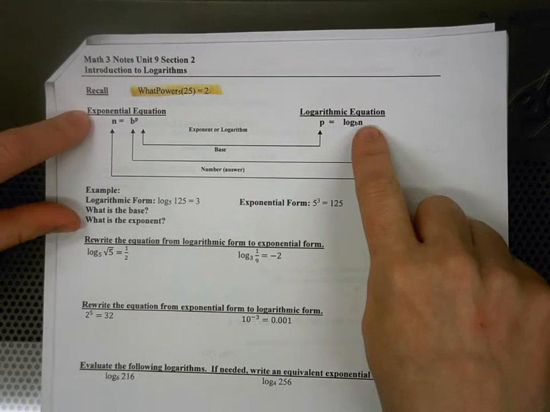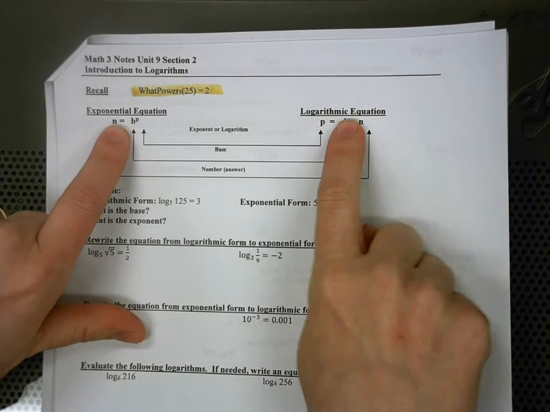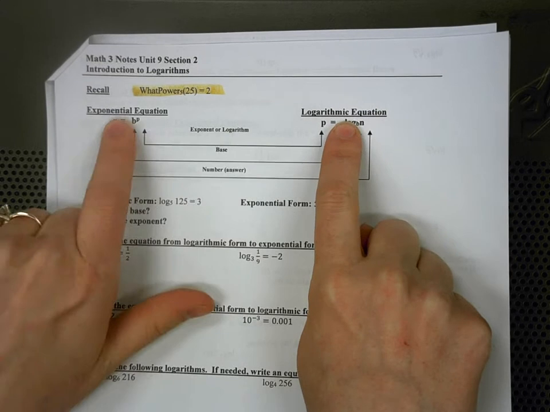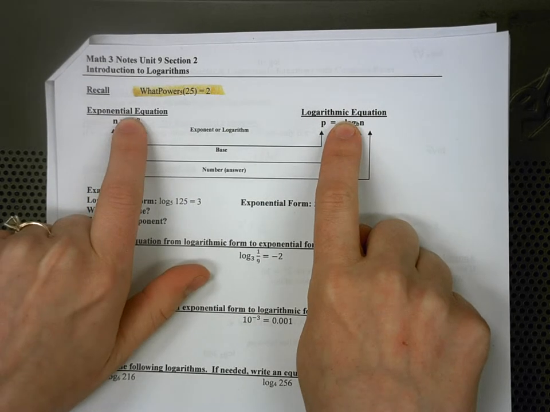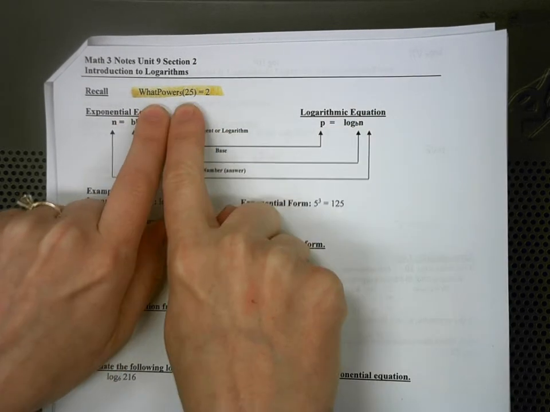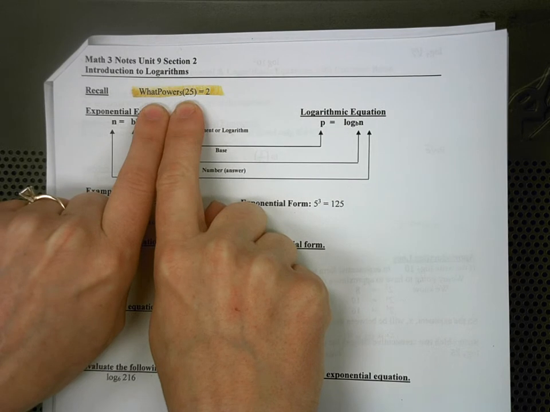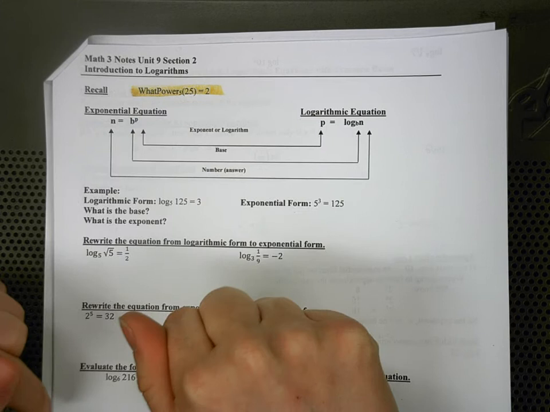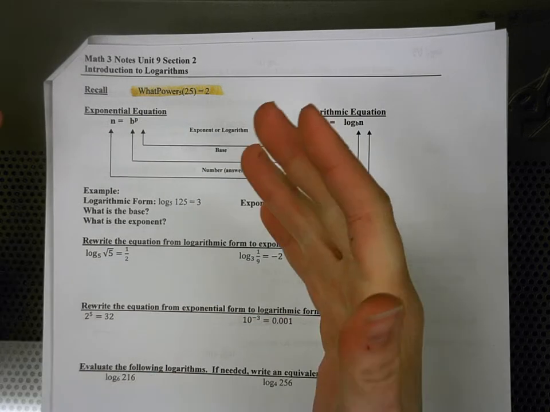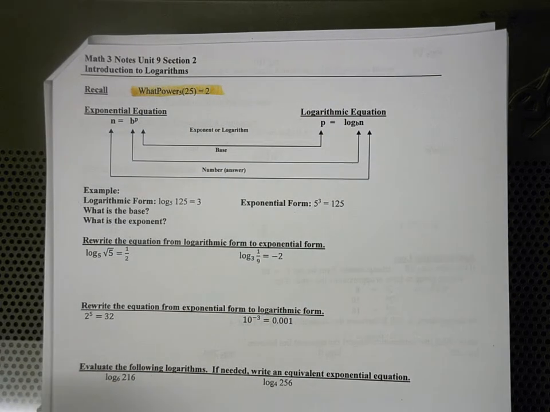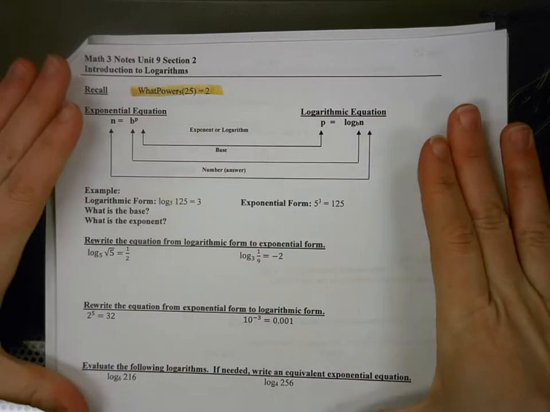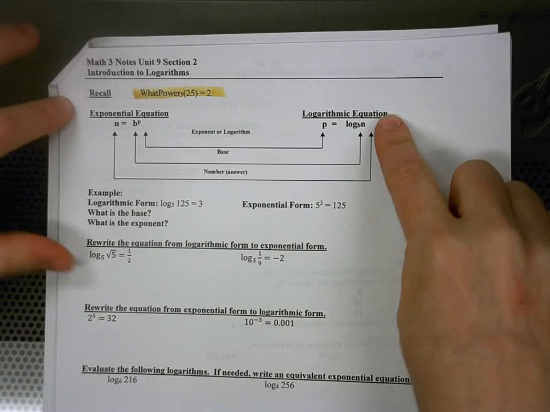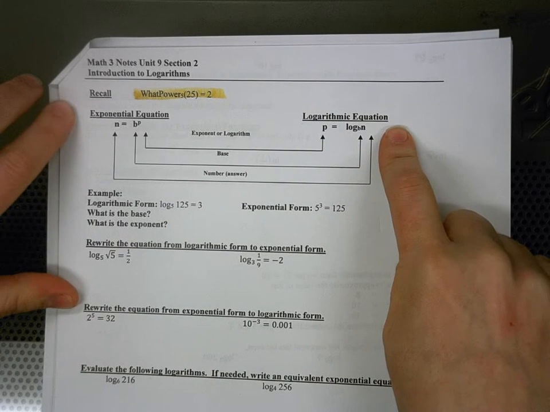Logarithmic equations, or logarithmic functions, are the inverses of exponential functions. That's why when we were doing this what power function in section 1, we were able to rewrite it into exponential form to see what our exponent answer would be. And that's what we're going to do in this section. We have exponential form and we have logarithmic form, and we can switch back and forth between the two forms.